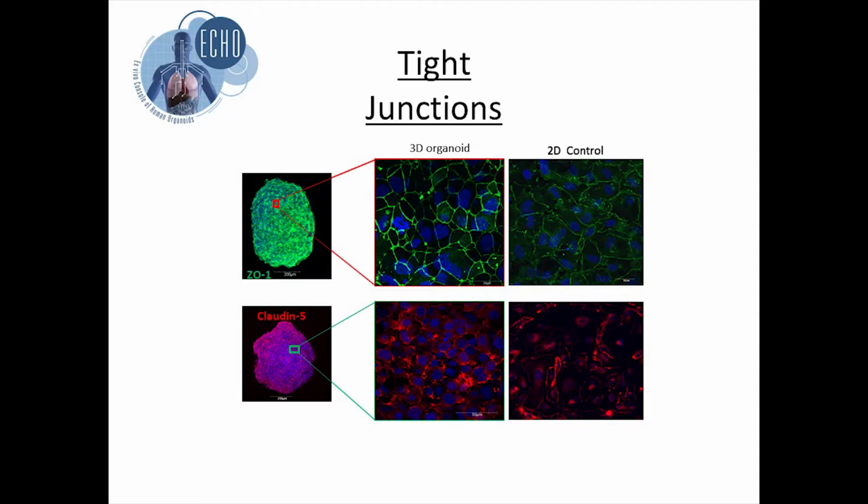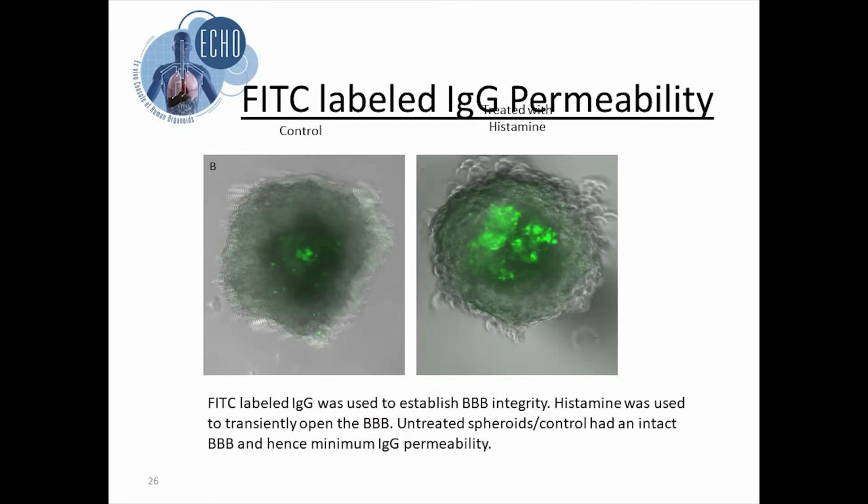And we used FITC labeled IgG to check the permeability. So on the left, you can see a control. And when you add histamine, which is known to disrupt the blood-brain barrier, you can see that the IgG will penetrate, but only if the blood-brain barrier is actually breached.